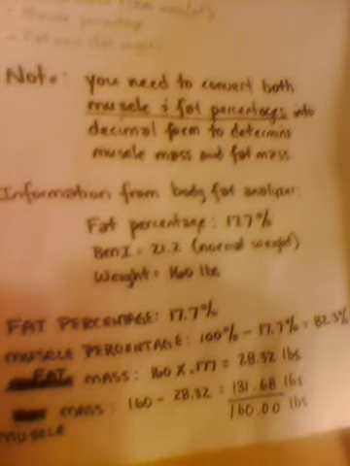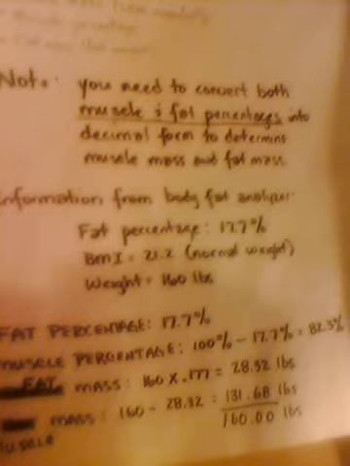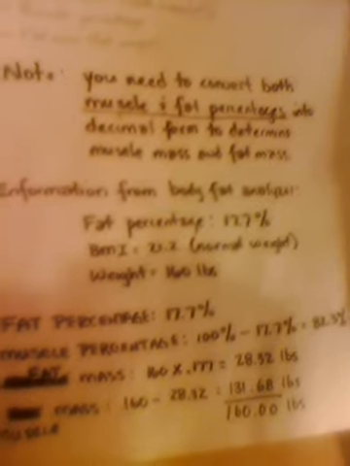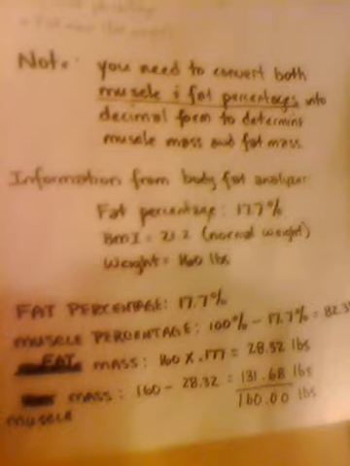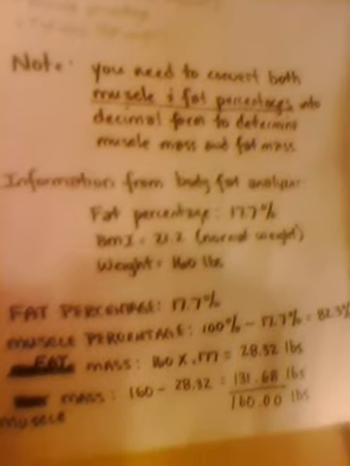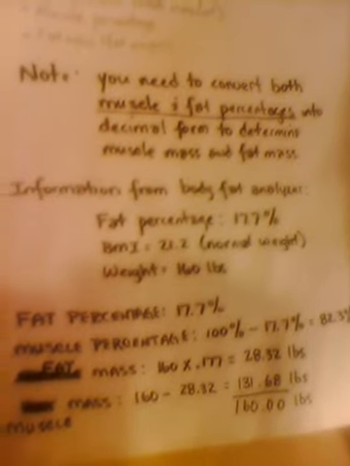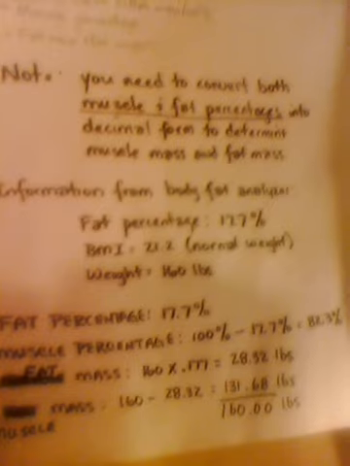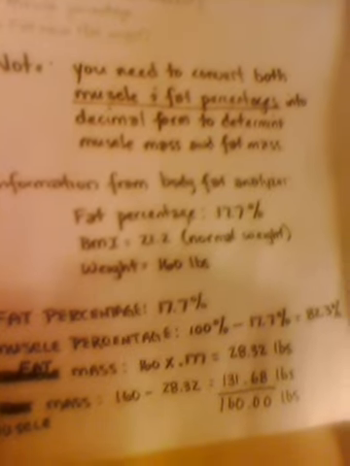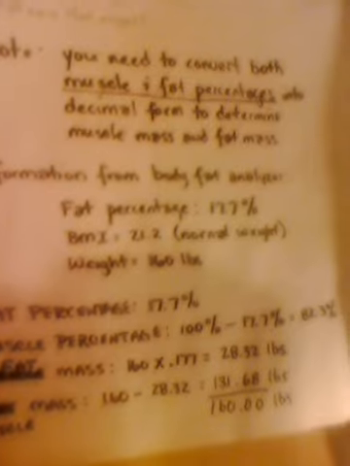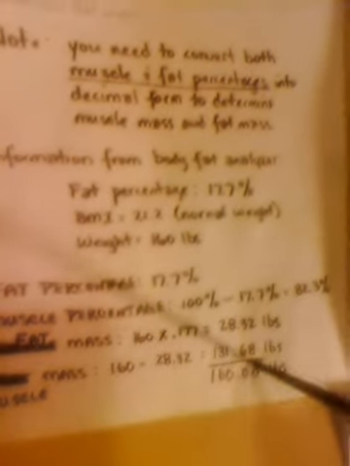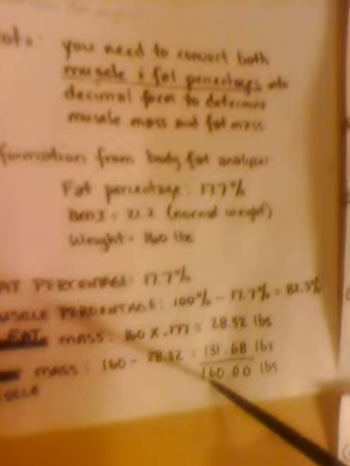Okay, so now that we've established the fat mass, let's go ahead and do muscle mass. I'm going to move it to the left a little bit. So muscle mass is easy. Take that same overall weight, 160, minus what we got for fat mass, which is 28.32, and we come up with 131.68 pounds. Now, if you're not sure you got everything right, add these two together and you come up with 160 pounds. Okay, so that it's right.